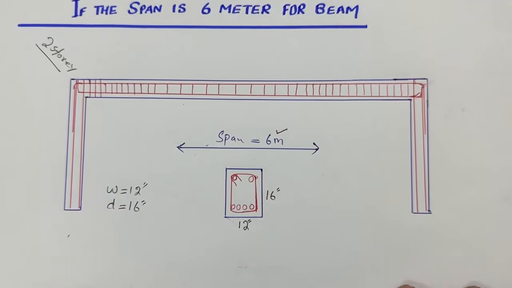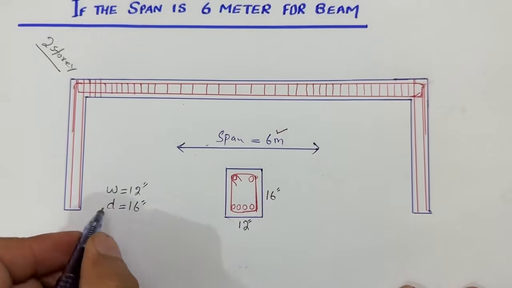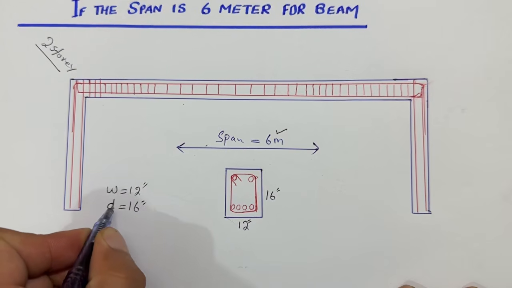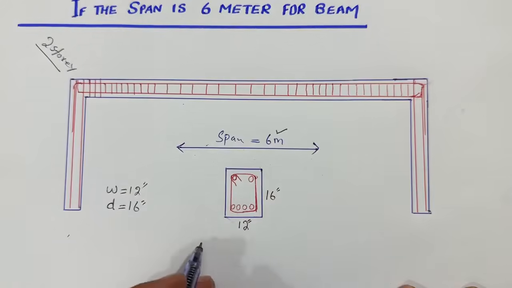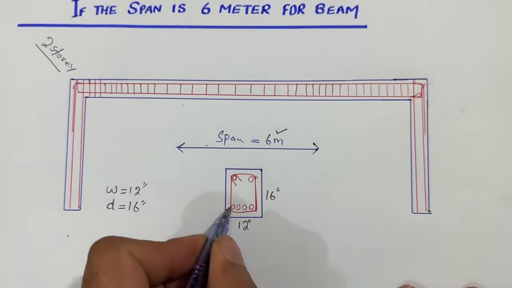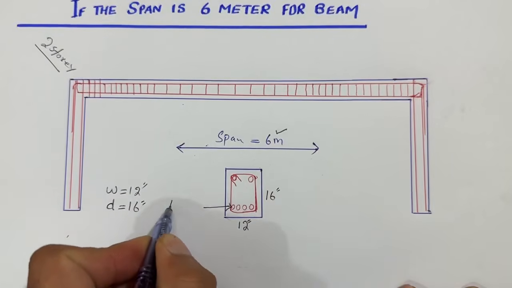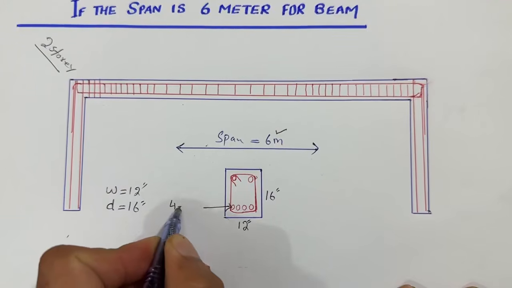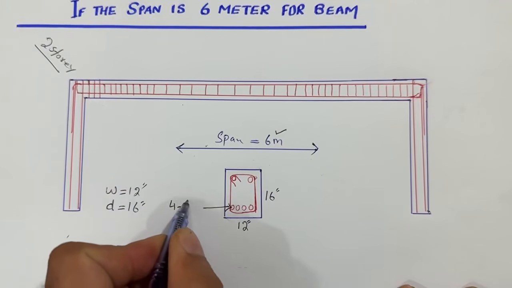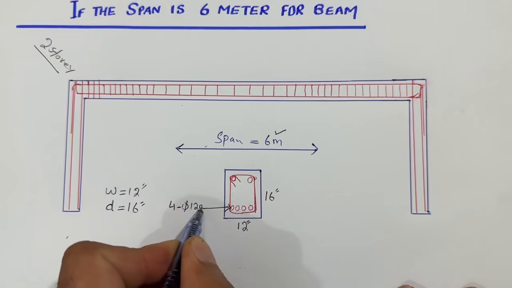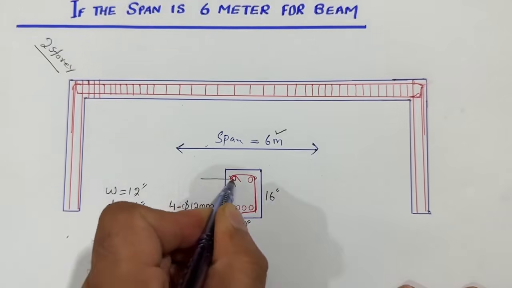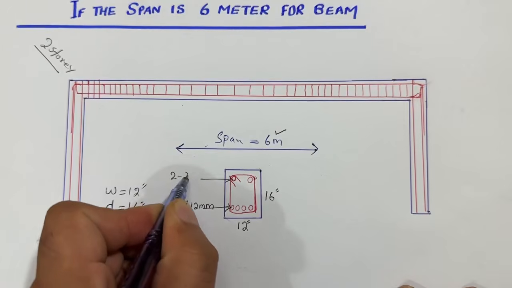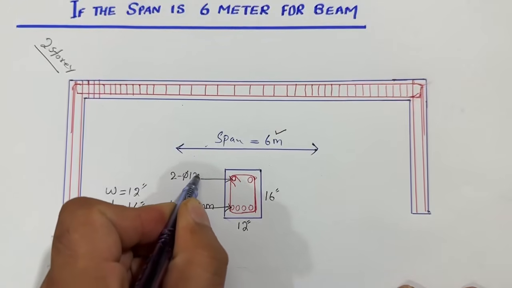Next guys, you can see the steel reinforcement. Before going into more details, for steel reinforcement, use 4 bars at the bottom and the dia should be 12 millimeter, right? 4 bars at the bottom and 2 bars at the top, and the dia should be 12 millimeter.